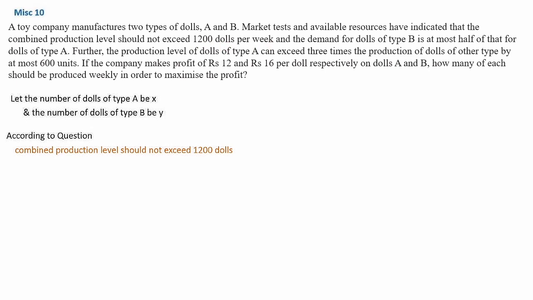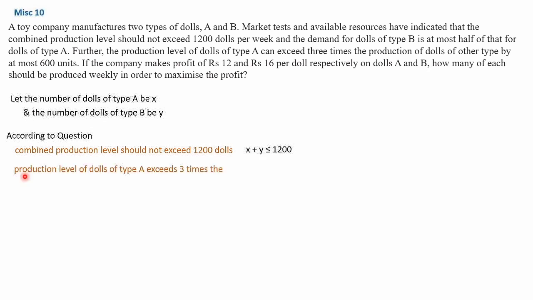Means together X number of A dolls and Y number of type B dolls together, that is X plus Y, should not exceed, means should not go more than 1200. That means less than or equal to 1200. First condition we used and we have written the first inequality.